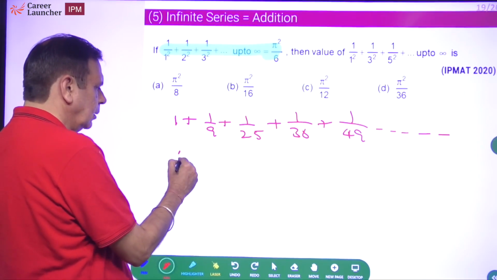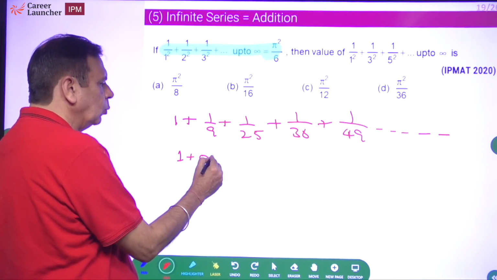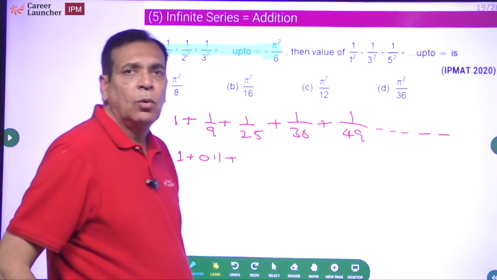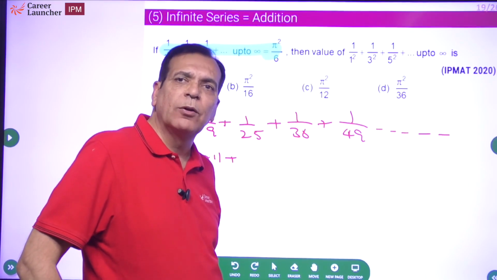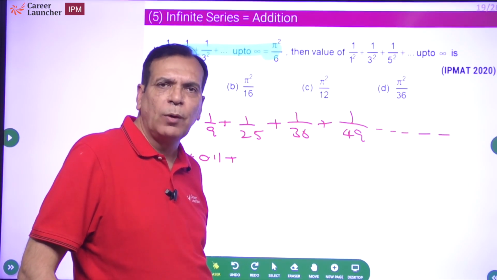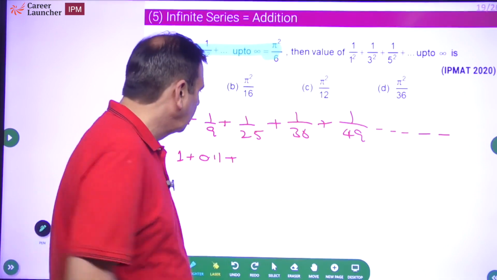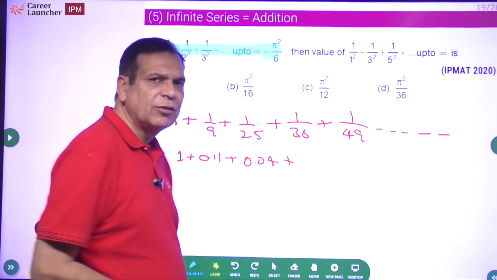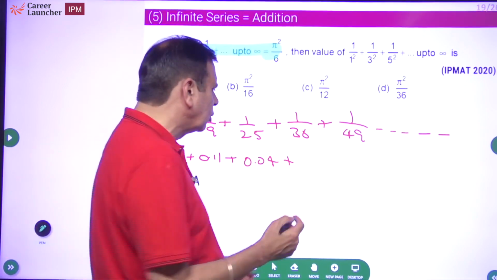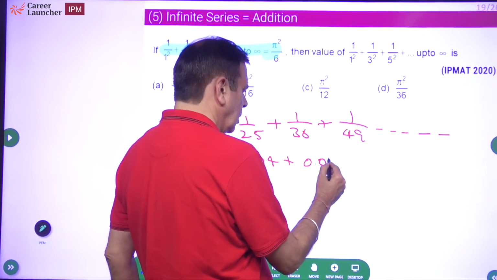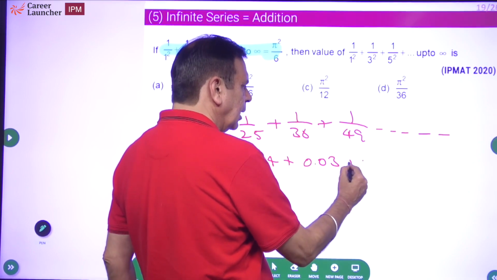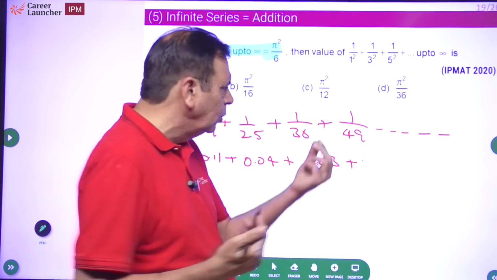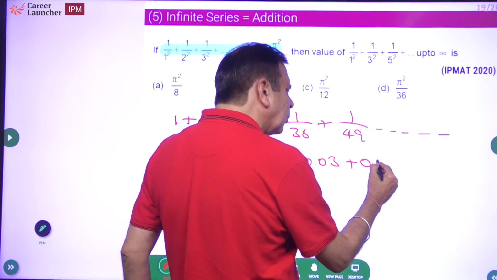Let's check out. This is 1 plus 0.11 plus what is 1 by 25? 1 by 25 will be 4% or 0.04. 1 upon 25 means 4 by 100. So 0.04. 1 by 36, approximately 0.03. 1 by 49, approximately 1 by 50 would have been 2% or 0.02. 1 by 49 को भी उतना ही ले लेते हैं approximately.